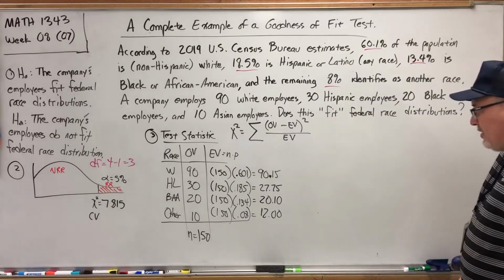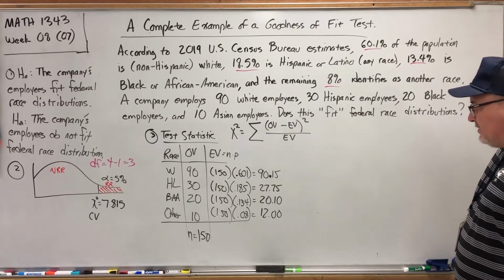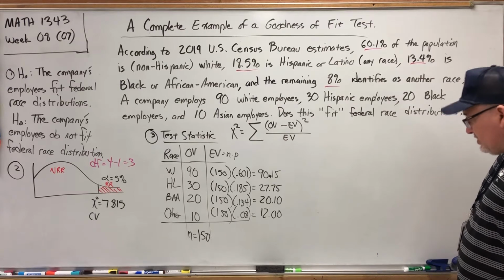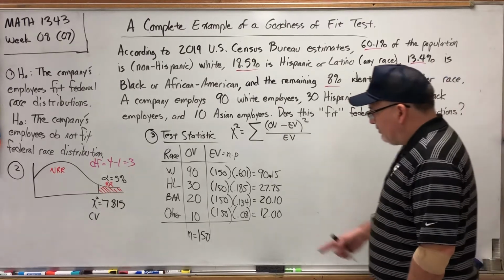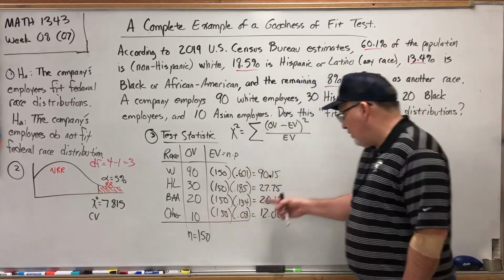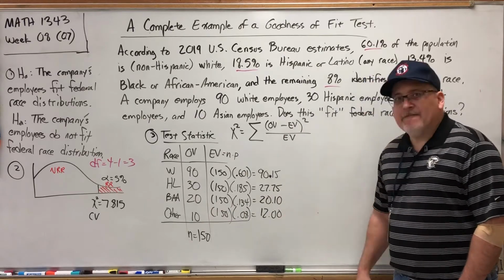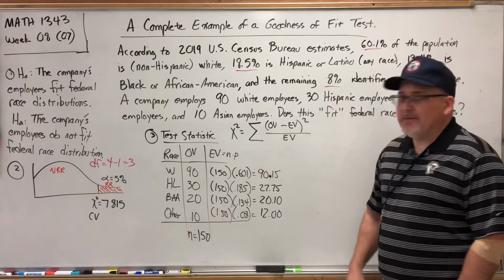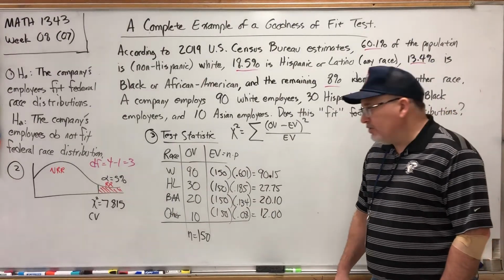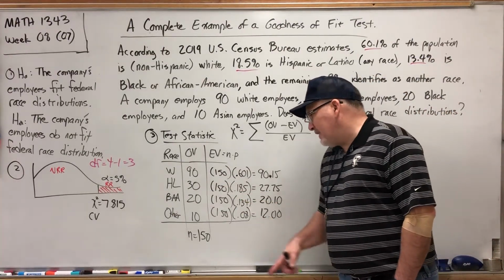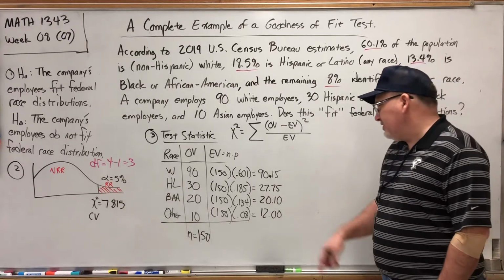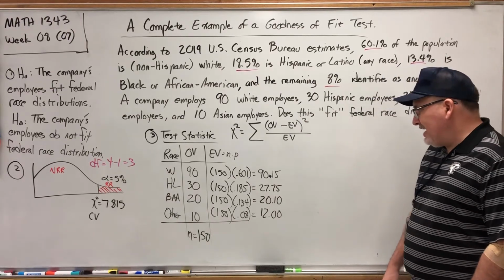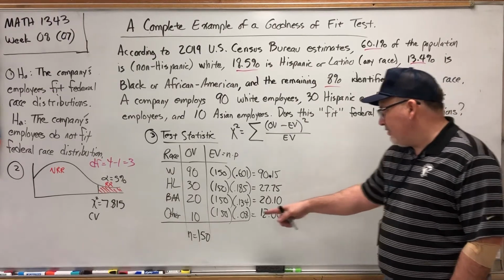All right, so now that we have all of the expected values, if you just take a quick glance at what we observed versus what we expected, they're not that far off. We observed 90 white employees, we expected 90.15. Pretty close. We observed 30 Hispanic and Latino employees, we expected 27.75. So that's actually a little bit higher than what we would have expected.